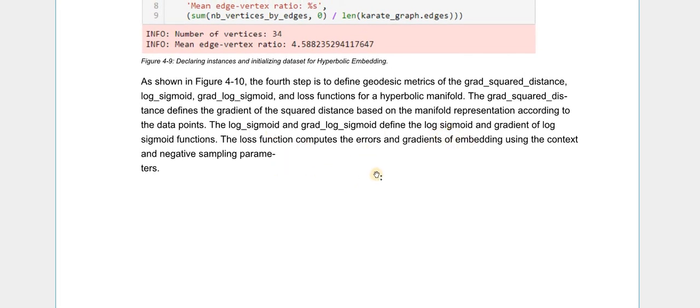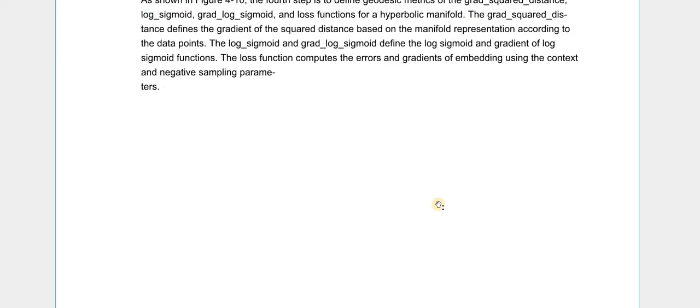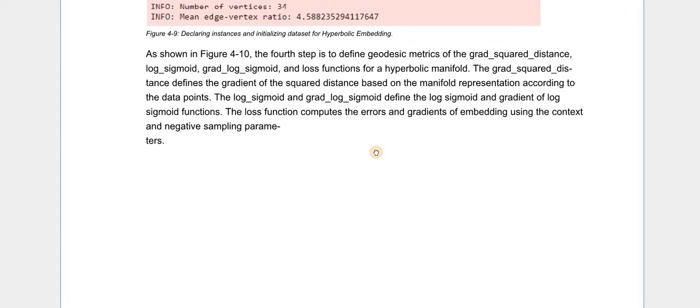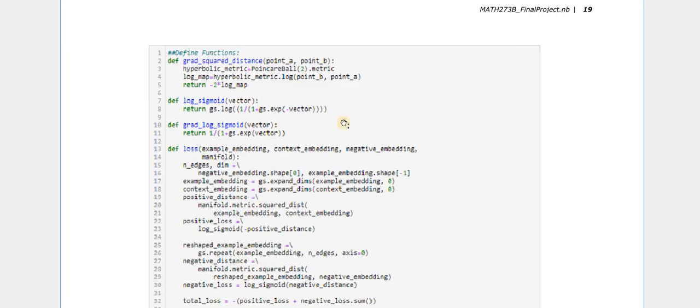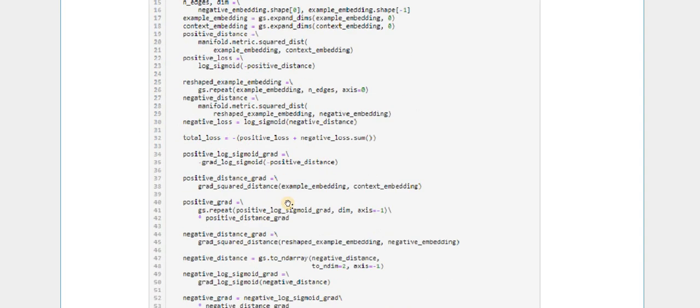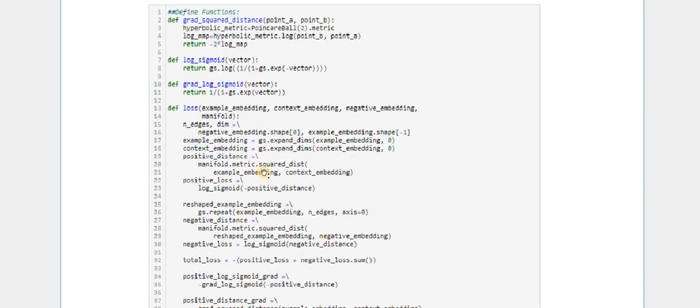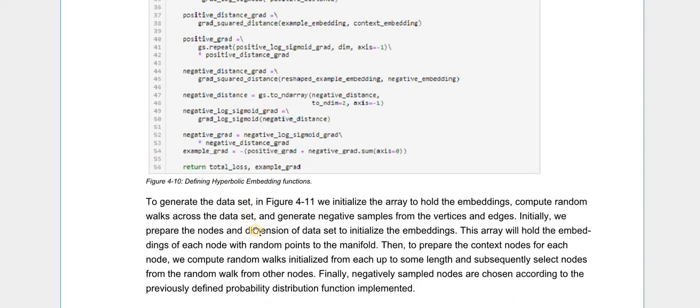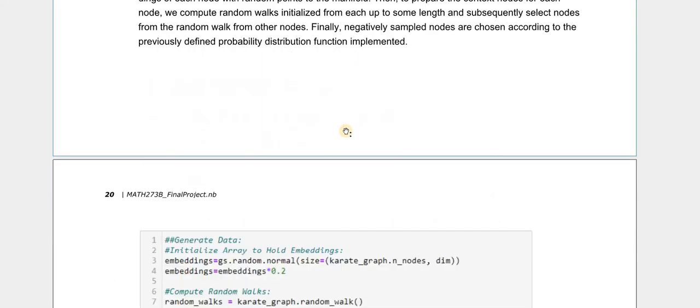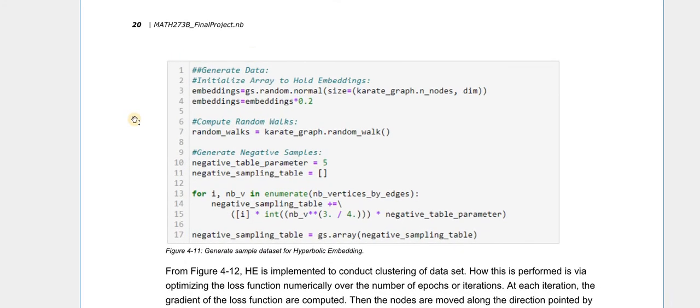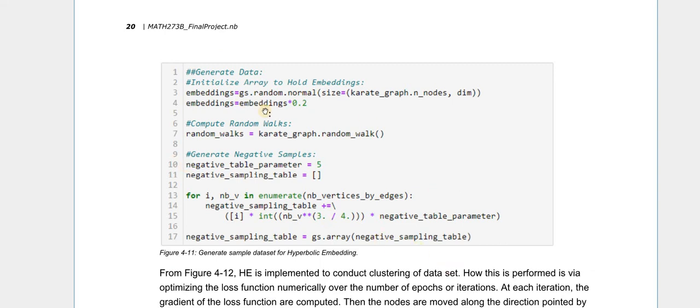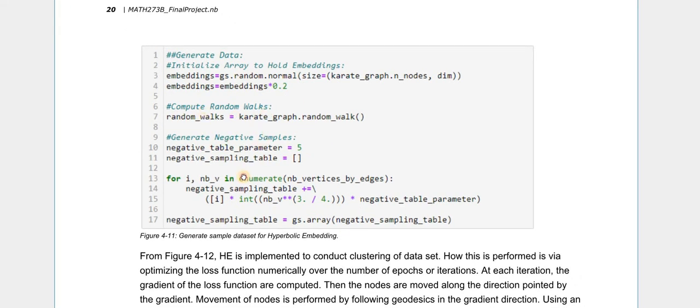And our loss function finally computes the errors and gradients using the size of the context and the samples, the sizes of your data. And then this loss function will use Riemannian optimization to really capture the appropriate embedding of our data set. So now the next step here, again, we generate a synthetic data set. You could have easily just used pandas to load in your own data.